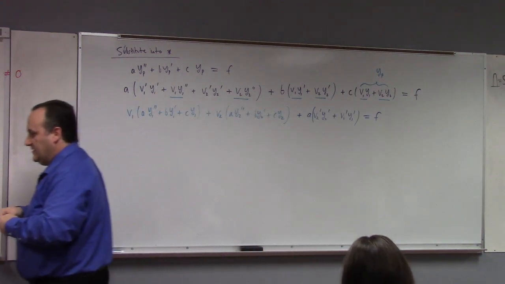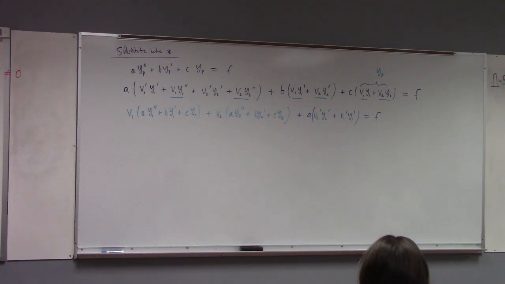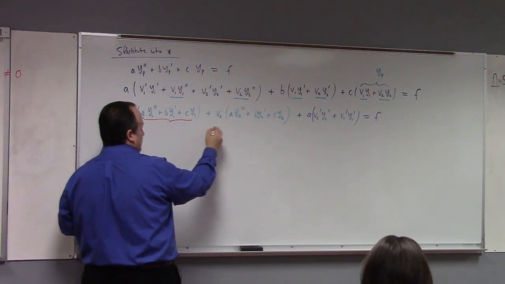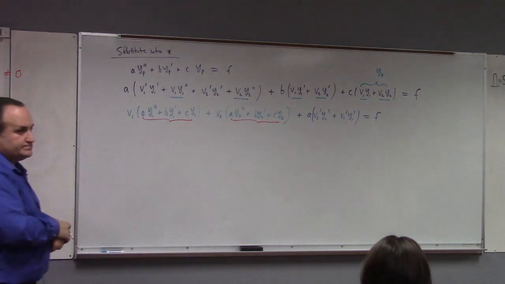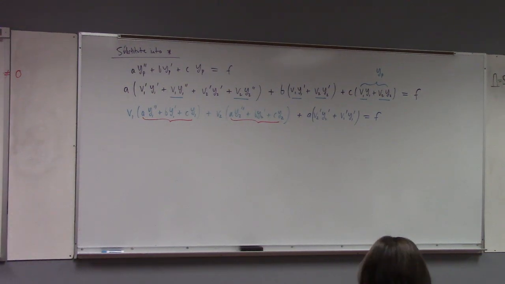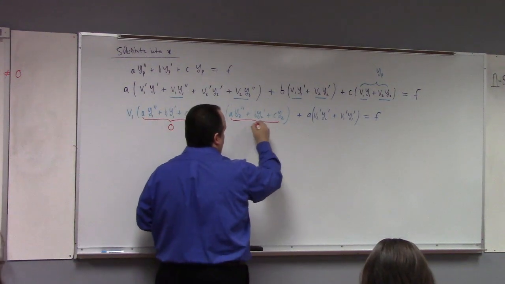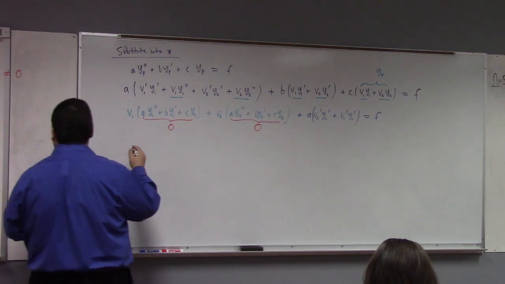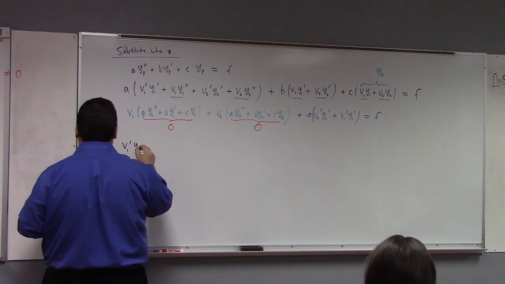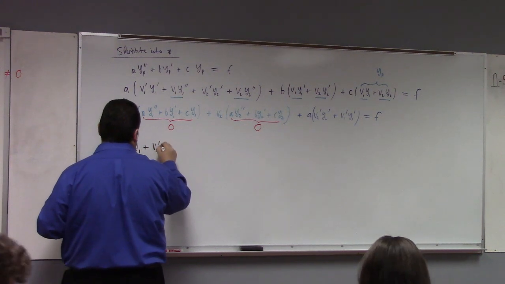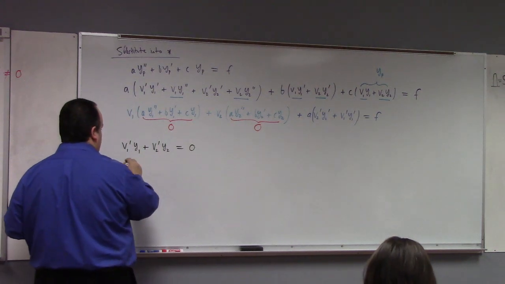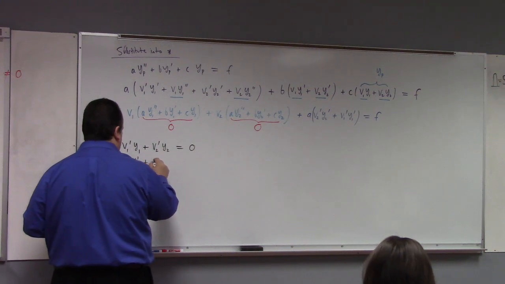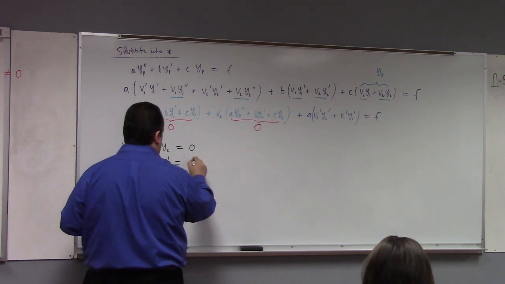So you guys tell me about the stuff I wrote in blue. What can you tell me about that? What do we assume about y1 and y2? We assume they're homogeneous solutions to the problem, right? So by assumption, those are 0, which leaves us with a much nicer problem. So we can write out what we got. On the one hand, v1 prime y1 plus v2 prime y2 equals 0. And we also have v1 prime y1 prime plus v2 prime y2 prime equals f over a.